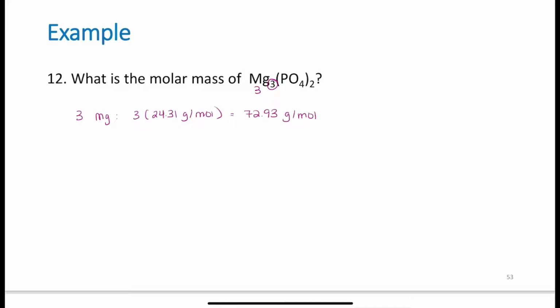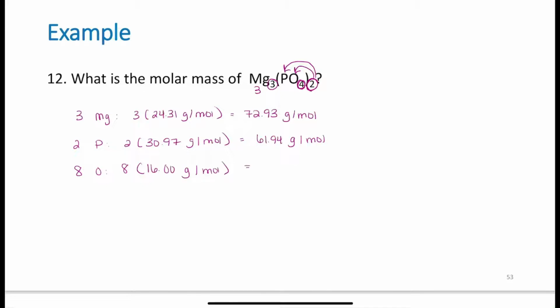I then have PO4, but I have a 2 outside of here. This 2 is distributed through the entire polyatomic. That's why there's a parenthesis there. So that means I have 2 phosphorus, 2 times 30.97 grams per mole, giving me 61.94 grams per mole, and 8 oxygen. 8, because I have a 4 down here, so 2 times 4 equals 8. 8 times 16 grams per mole, giving me 128.0 grams per mole.